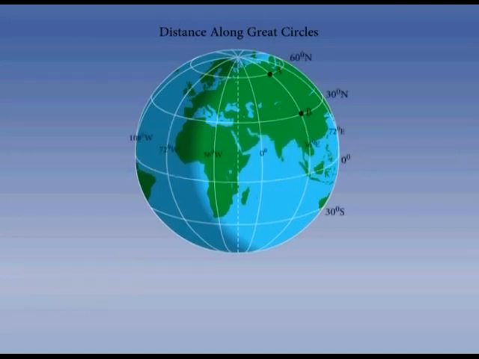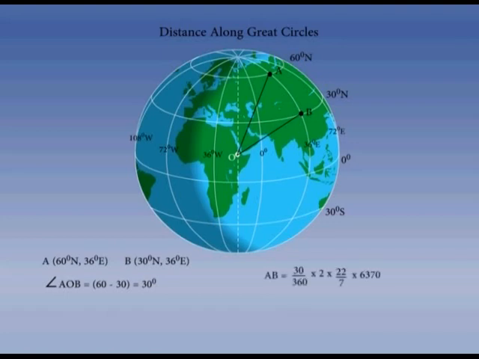For example, let us find the distance from point A to B, the shortest distance. These 2 points lie on the same meridian. A is 60 degrees north, 36 degrees east, and B is 30 degrees north, 36 degrees east. Considering that the angles are measured from the equator, the angle between A and B, that is angle AOB, is 60 minus 30, which gives us 30 degrees. So the length of arc AB is given by 30 over 360 times 2 times pi times 6,370, which gives us 3,336.67 kilometers.